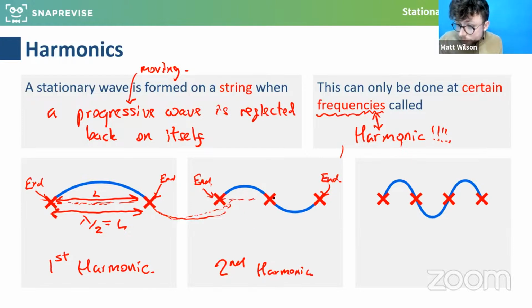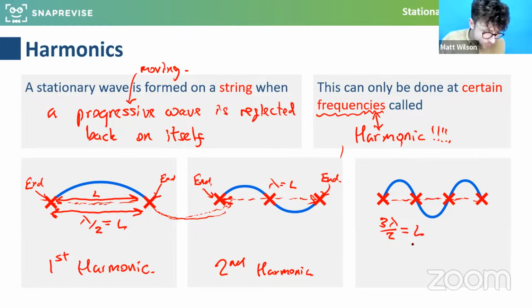Okay, so the second biggest one that you can fit is called the second harmonic. Here, we've fitted a whole wavelength on the string, so the length of the string is the same as the wavelength. There's an even shorter wavelength that we could fit on the string, like this. This time, we've got a wavelength and then another half of a wavelength. So altogether, 3/2 of a wavelength is equal to the length of the string.